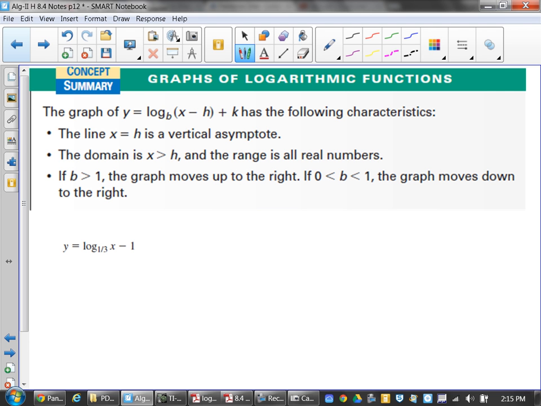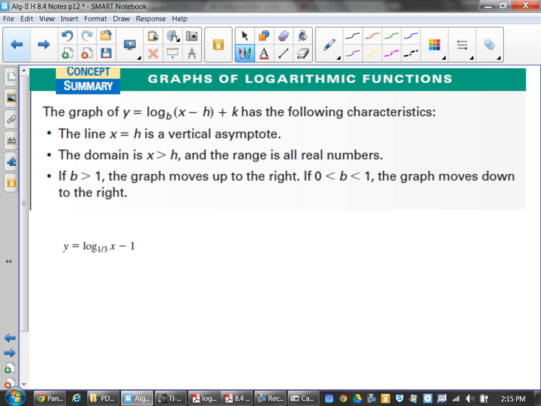Your domain is always going to be to the right of it. Your domain will always be x is greater than whatever your h value is. Your range is always going to be all real numbers. And your graphs can only go in one of 2 directions. If the value of your base is greater than 1, it's moving up and right. If your base is between 0 and 1, it's moving down and right. That's all that can happen.